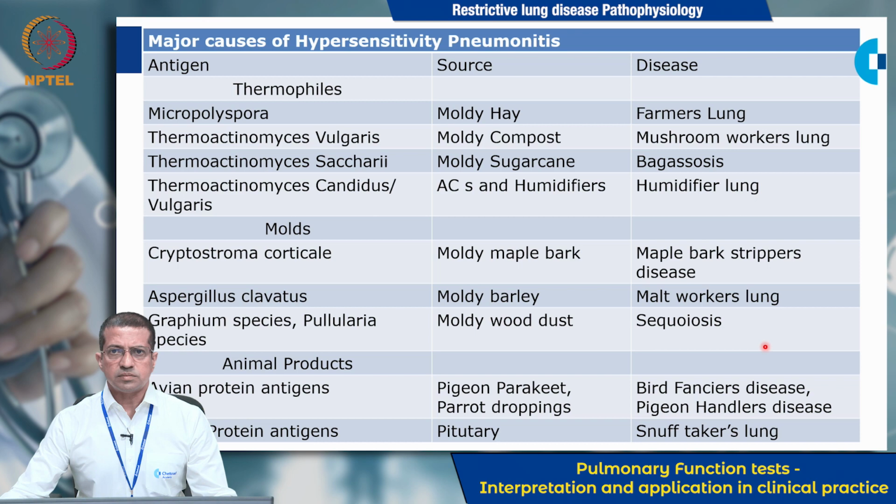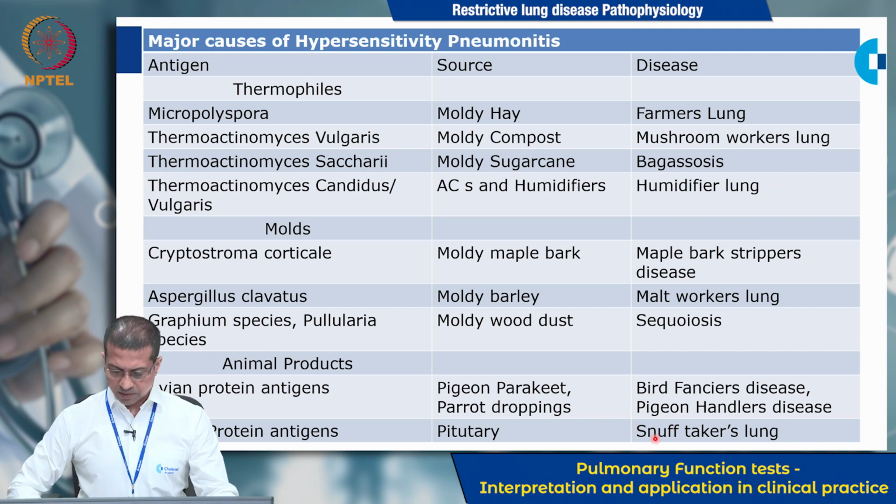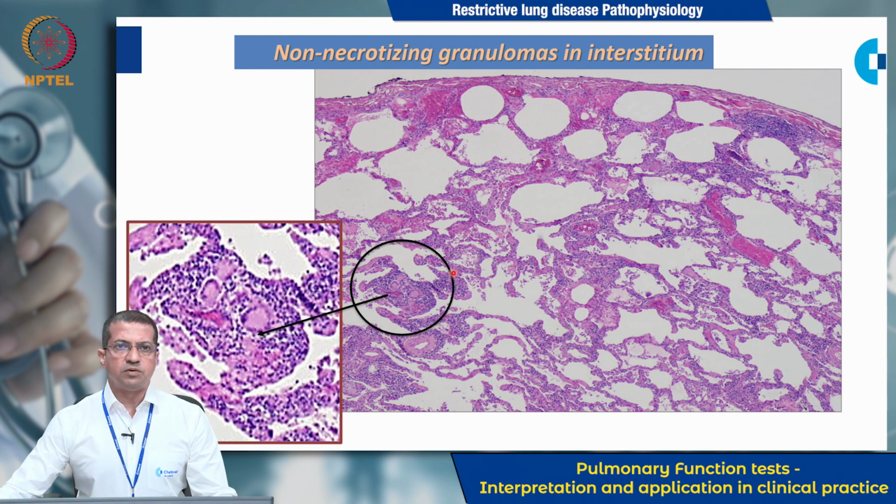A person working in malt factories, when exposed to Aspergillus, gets a disease called malt worker's lung. Also people who are in very close contact with birds like pigeons and parrots get bird fancier's disease and pigeon breeder's disease. Previously people were taking snuff powders for diabetes insipidus, and they developed hypersensitivity pneumonitis or alveolitis and granulomatous inflammation. So this is how the picture will look. You can see all the walls of the alveoli are thickened, and you can see multinucleate giant cells also as evidence.